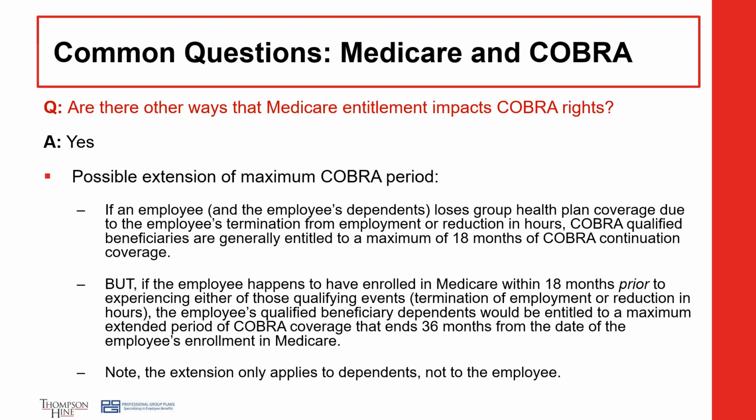But if the employee enrolled in Medicare, and again, enrolled in, not simply became eligible for, enrolled in Medicare within 18 months before the termination of employment or the reduction in hours, then the employee's qualified beneficiary dependents would be eligible for a maximum period of COBRA coverage that ends 36 months from the date the employee enrolled in Medicare. So the employee doesn't get an extended COBRA period, but his dependents do.